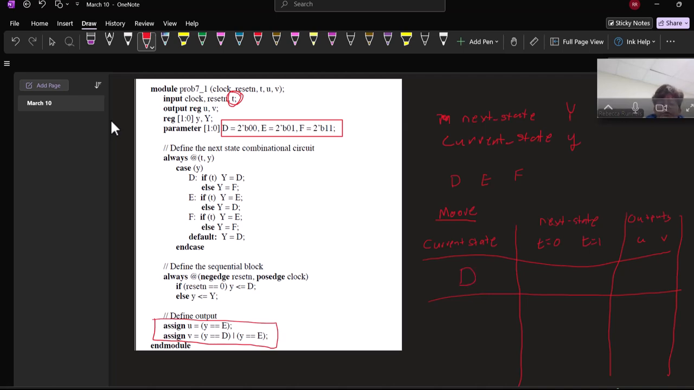So I'll look at current state being D. This always block says, based on my current state D, if T, which is the same as saying if T equals 1, then capital Y, our next state, is D. So if T equals 1, our next state is D. Else, our next state is F. I'll come back and do the outputs in a minute.